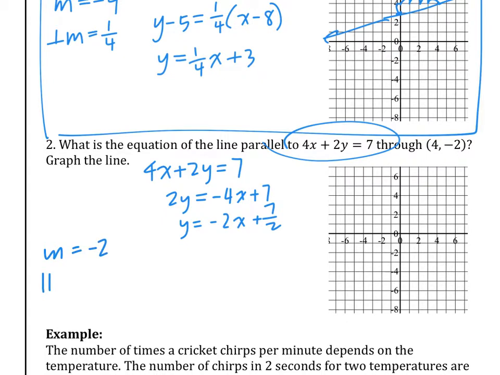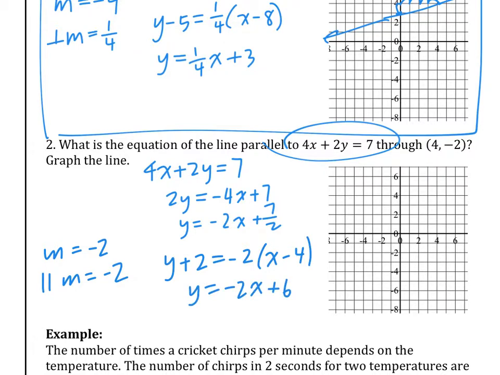We want the parallel slope, which is the same slope. It has to go through the new point that they give you. So this is y equals -2x plus 6. So we start at 6 and it goes down 2/1.